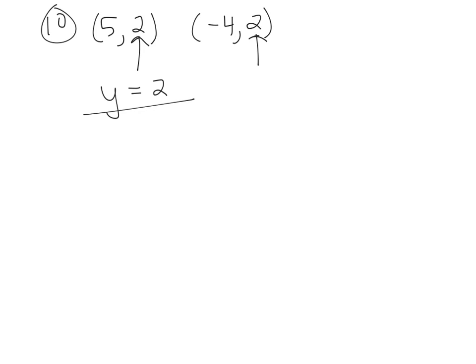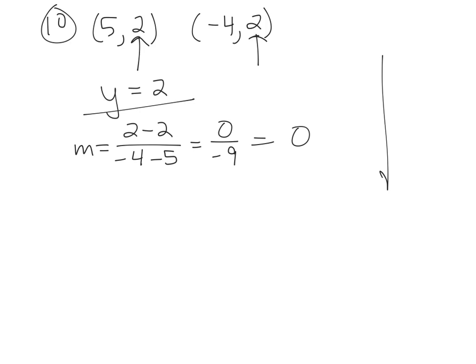But if I want to kind of work my way through, if I didn't notice that, I would start by finding the slope. So my slope is (2 - 2) over (-4 - 5). So that's 0 over -9, which is 0. And a line that has a slope of 0 is going to be a horizontal line through that point, y = 2. Okay? So that's the equation of that line.